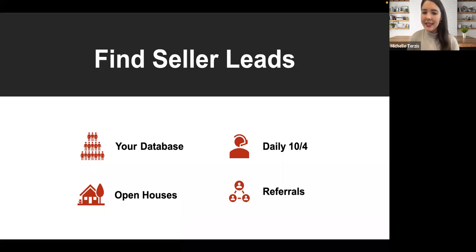On the right-hand side, there's your daily 4-1-0, I believe it says there, 10-4, which is for those in Ignite right now, you're making your 10 contacts a day, you're doing 10 notes and so on and so forth. And you're also reaching out to your referral sources. So this could be mortgage agents, real estate lawyers, anyone you know for referrals.